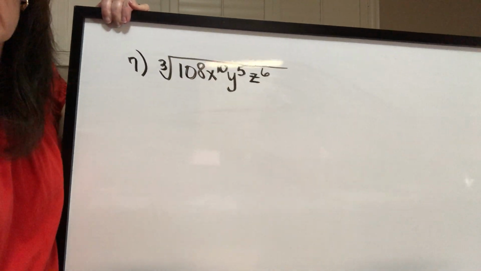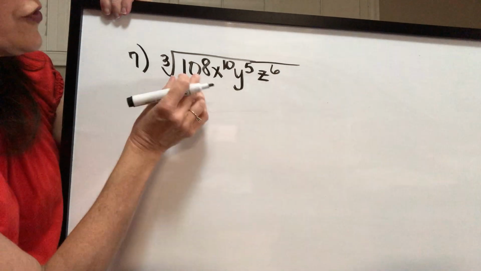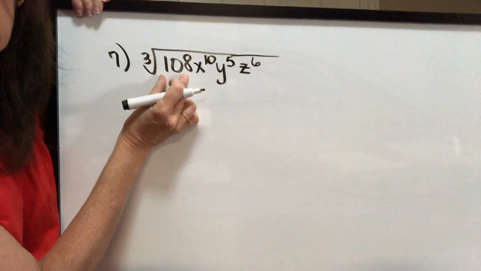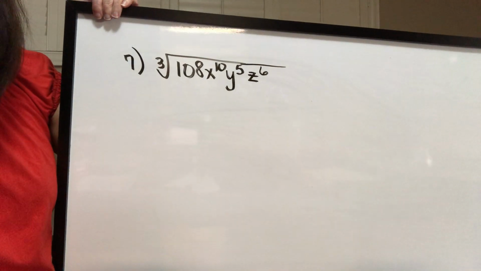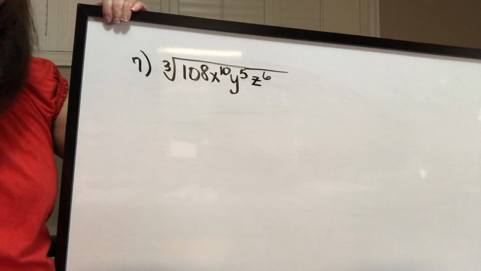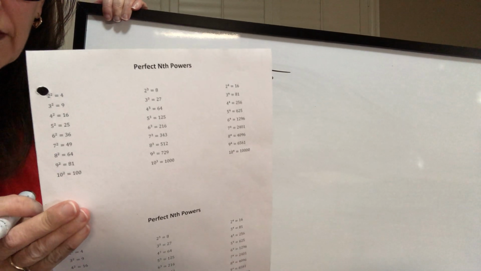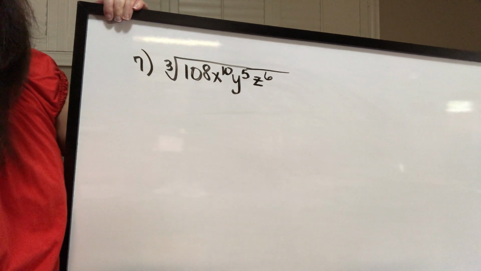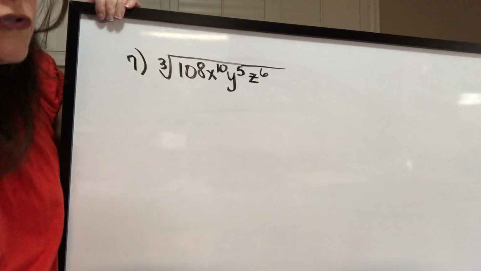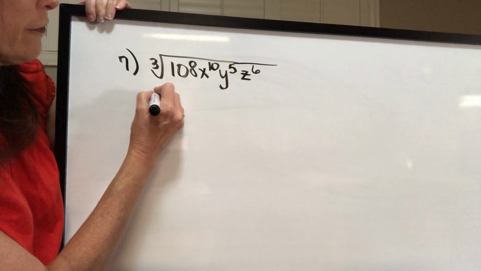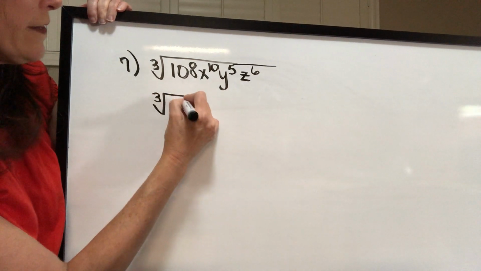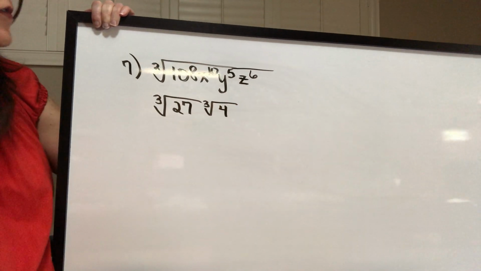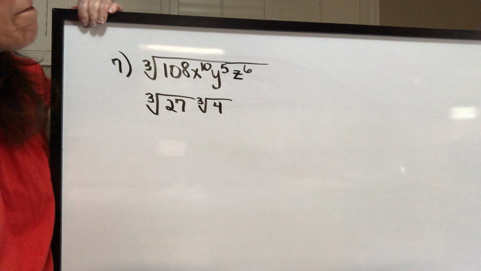Okay. So you have to do 2 things in this problem. One is you're going to deal with the number 108 the same way that we did on the previous examples. So this is a cube root. So you want to look at the 2nd column on the sheet, the column in the middle. Those are the cubes. And you want to look for which one of those numbers divides into 108. So you just try some with your calculator, but you'll find that 27 divides into 108 4 times. So you break it up into 27 times 4.